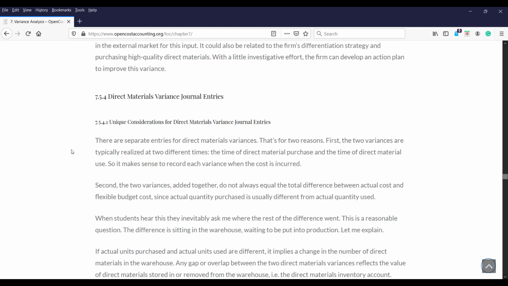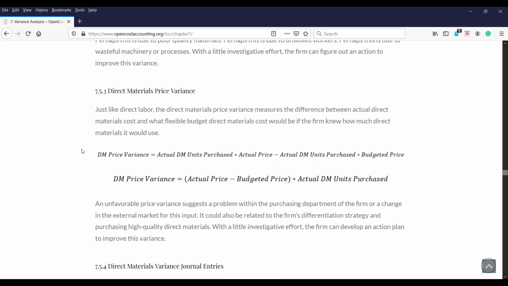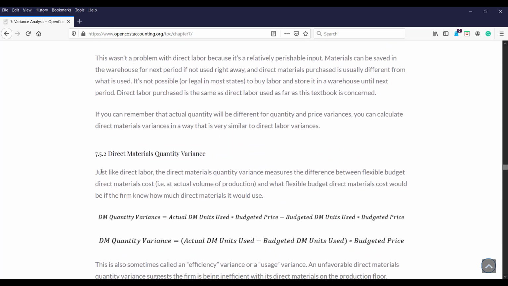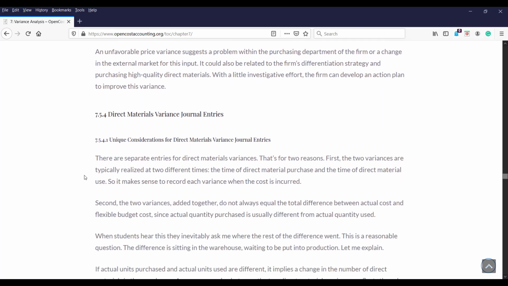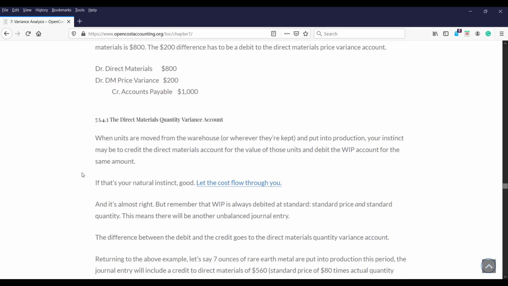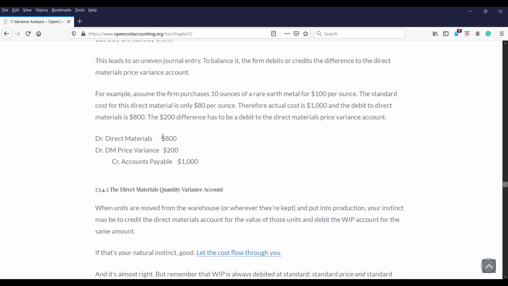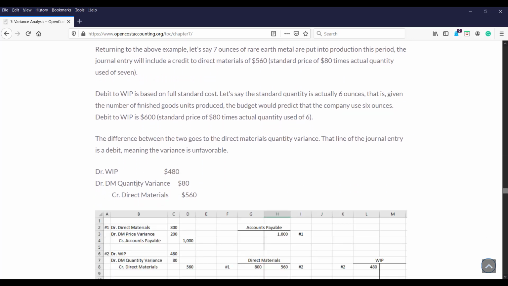First of all, they're going to happen at two different times. One entry is going to record the price variance at the time that units are purchased, because that's when you know AQP, actual quantity purchased. The other entry is going to happen when units are used, because that's when you know AQU, actual quantity used. So you're going to have two sets of 3-line journal entries. We have a set right here for the price variance, and we have a set right here for the quantity variance.